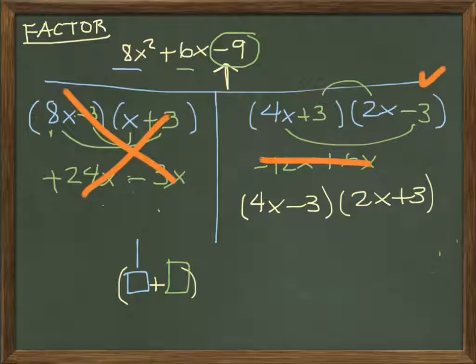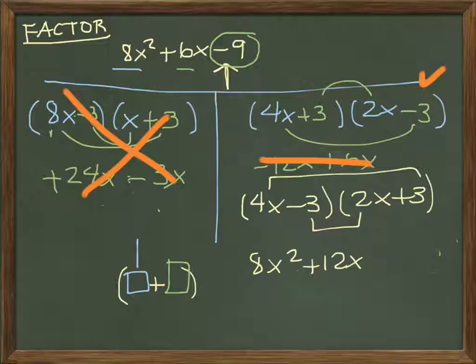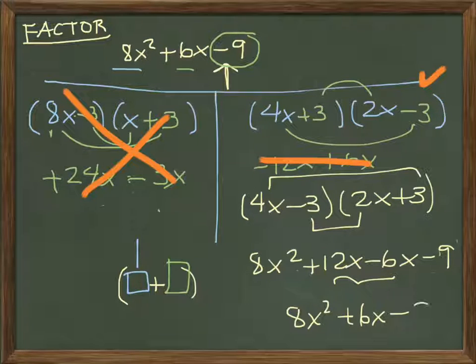And you always check. 4x times 2x gives you the 8x squared. 4x times 3 gives you the 12x. Negative 3 times 2x gives you a negative 6x. And the last term gives you a negative 9. So when you combine these two terms, you get the middle term 6x that we were looking for. So this is our answer, the correct factorization.